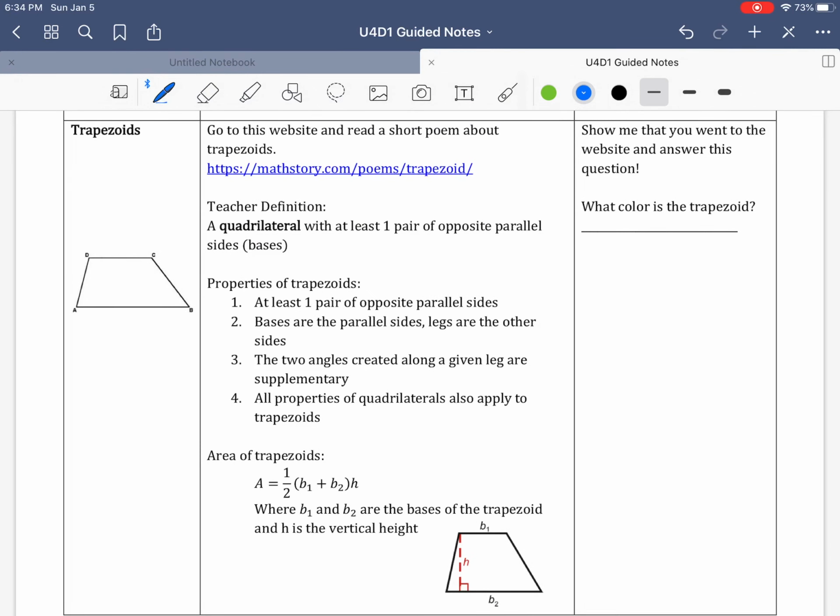Okay, now we're gonna flip over to trapezoids. Real quick, I want you to go to this website and read the short story, the short poem about trapezoids. Once you read that short story, I want you to go and answer this question for me.